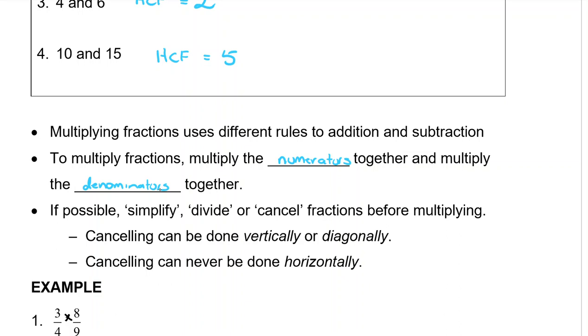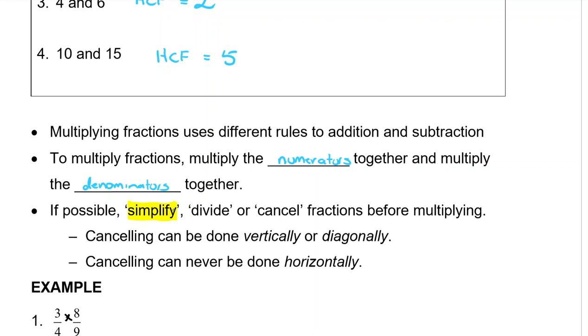But, unfortunately, there is a but. If we do that, it may mean that our answer isn't as simplified as possible. So it says here, if possible, simplify or divide or cancel your fractions before multiplying. And that's the part that can be tricky because you've got to find factors, things that you can divide by.